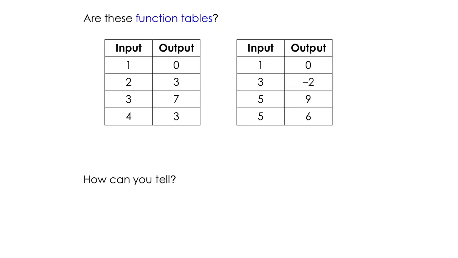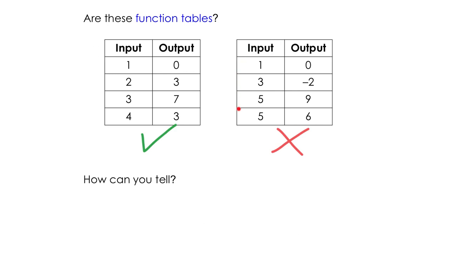So here's another example. Are these function tables? How can you tell? Take a minute to think. If I look at the first one, each input has only one output, so that gets a check. That is a function table.